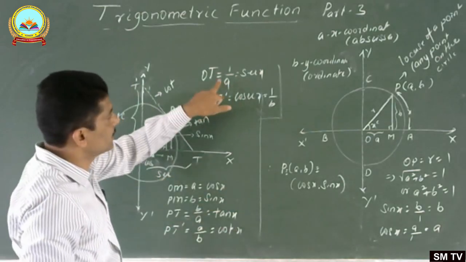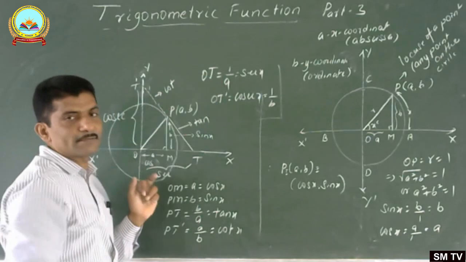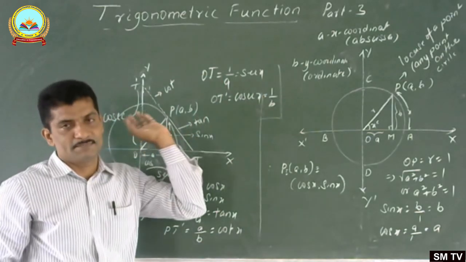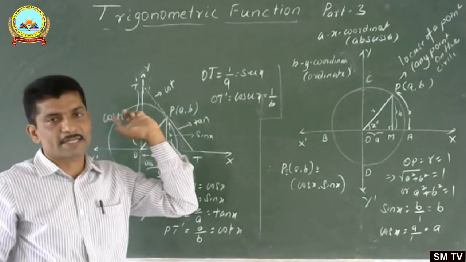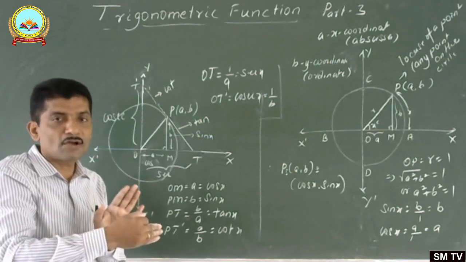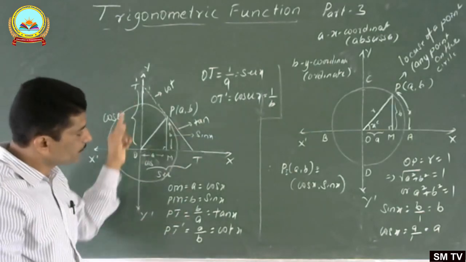Therefore, secant x is exactly the ratio of 1 divided by A, and OT dash is the ratio of 1 by B. This one is said to be cosecant x. These are the definitions of trigonometric ratios in a unit circle.